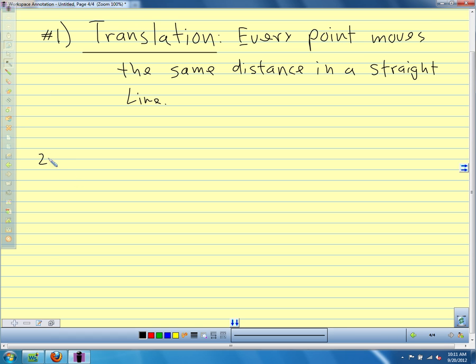The second one, what would you guess the second one was called? Where we held our point on and rotated. Number 2 is called a rotation. So that's our second transformation. In our first one, every point moved in a straight line, the same distance. What did we decide in the second one? Our points move through what? When we rotate, what are we changing? What did you say, Evangelique?